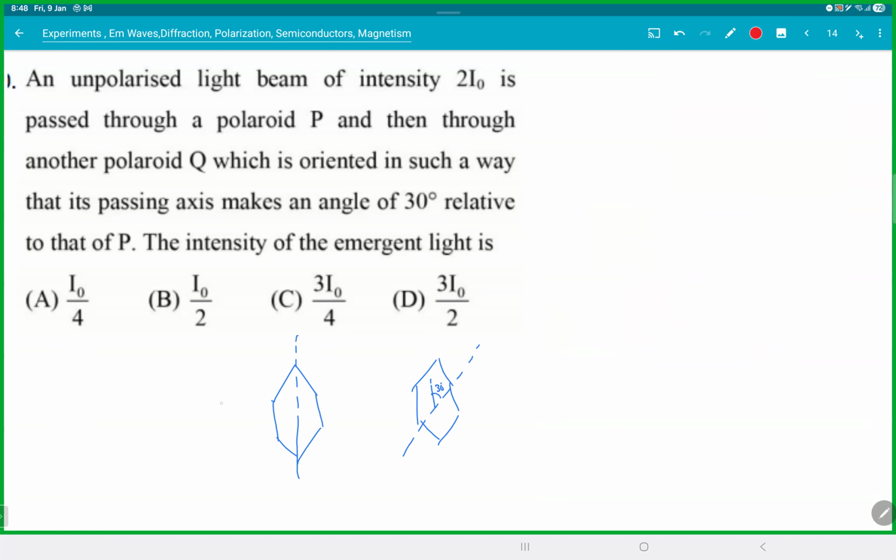So you're sending an unpolarized light of 2I naught. When it comes out here, the intensity becomes half. Then when it comes out here, it will become I naught cos square 30. Cos 30 is root 3 by 2, so 3I naught by 4. Clear?